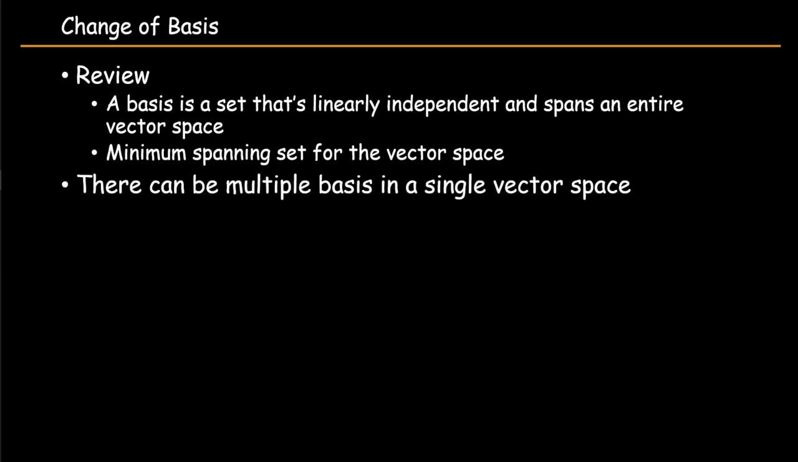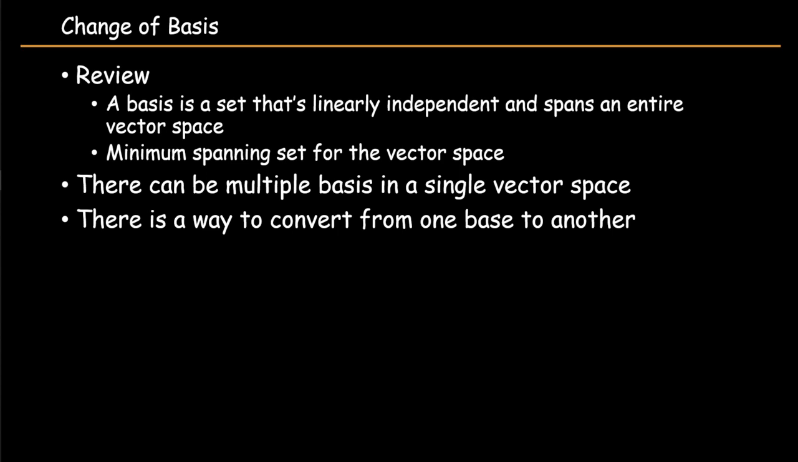There can also be multiple bases in a single vector space. Going back to the 2D plane, we have the basis (1, 0) and (0, 1), but we can also have another basis that could be (2, 3) and (1, 7) or something along those lines. I think that might not be a basis, I could be wrong, but it's just different ways of representing the same thing.